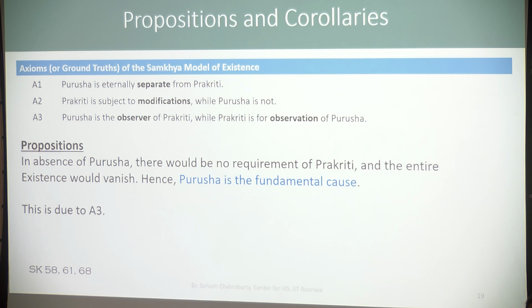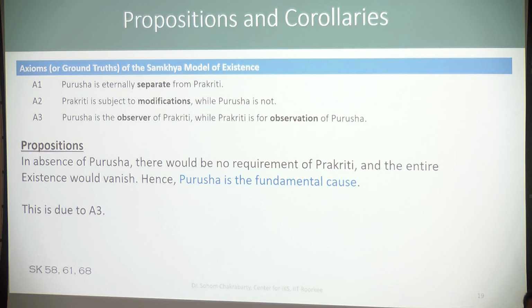Then, for both to exist means that Purusha is the more fundamental cause, in order for Prakriti to also exist. Prakriti is existing for Purusha, for the observation of Purusha. This is the axiom. Purusha is the observer of Prakriti. Prakriti is for the observation of Purusha. Its only requirement is for the observation of Purusha.